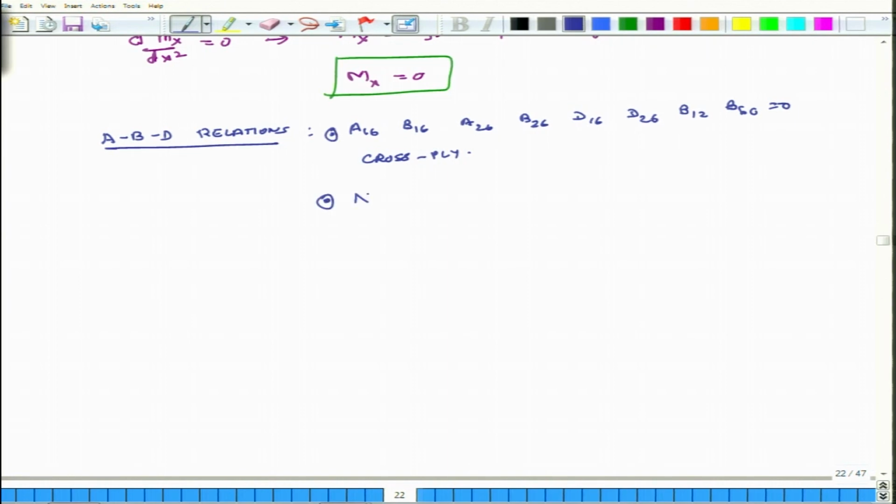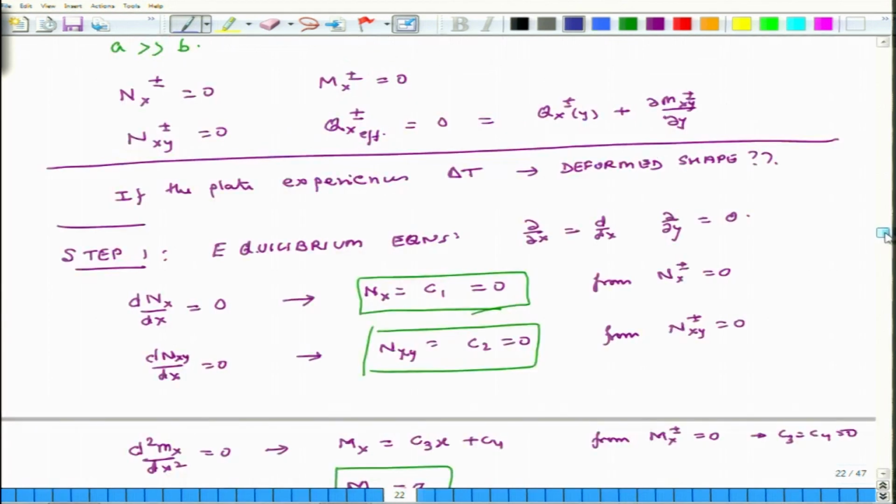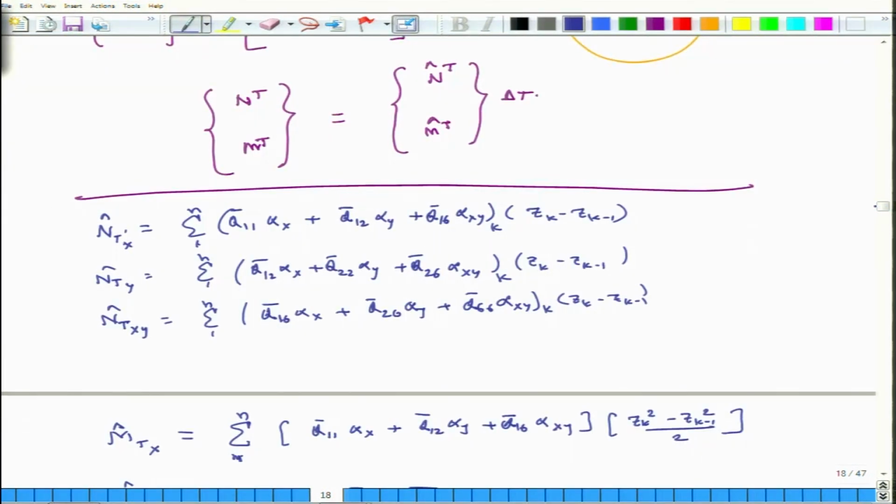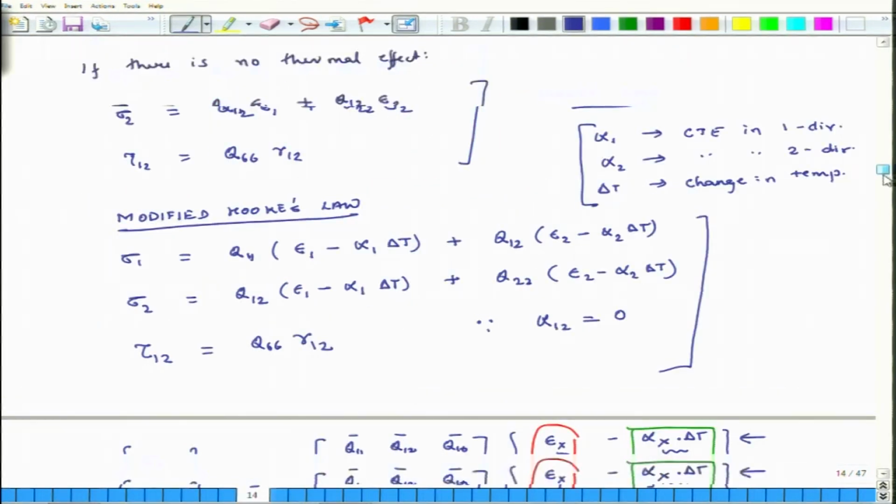Also, we note that nxy hat is equal to 0 and mxy hat is equal to 0. And why is it 0? Because we look at the definition. What is nxy hat? It is q16 bar alpha x plus q26 bar alpha y plus q66 bar alpha xy. Now, for a cross ply laminate, all the plies are either 0 degrees or 90 degrees. So, q16 bar is 0, q26 bar is 0 for a cross ply laminate. So, first two terms go away, and because the laminate is cross ply, alpha xy also for each layer is 0 because the layer is either 0 degrees or 90 degrees.